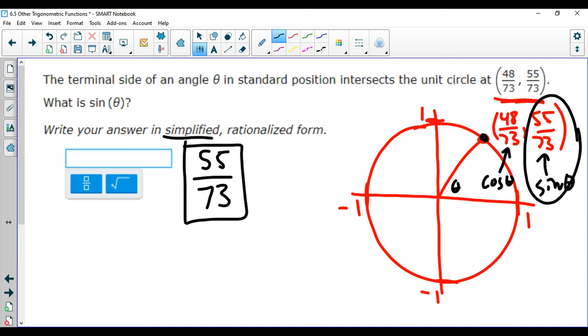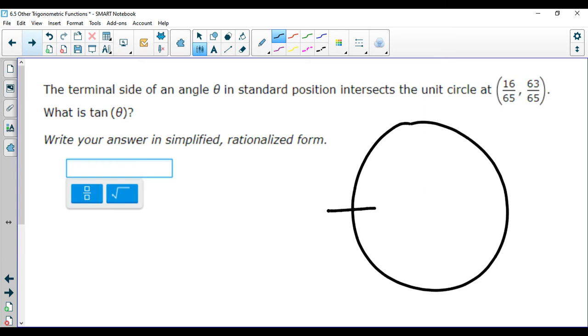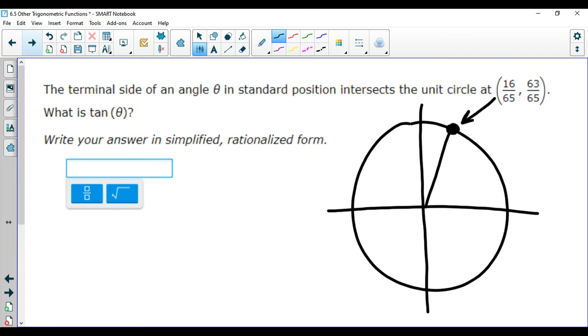Now, these last few examples do get a little bit more challenging, so stay with me here. On this one, we're looking for tangent of the angle. So I'm going to start out the same way, and I'll graph where this coordinate is. It's right around here. It's in the first quadrant. And I remind myself that cosine of the angle is 16/65, and sine of the angle is 63/65.